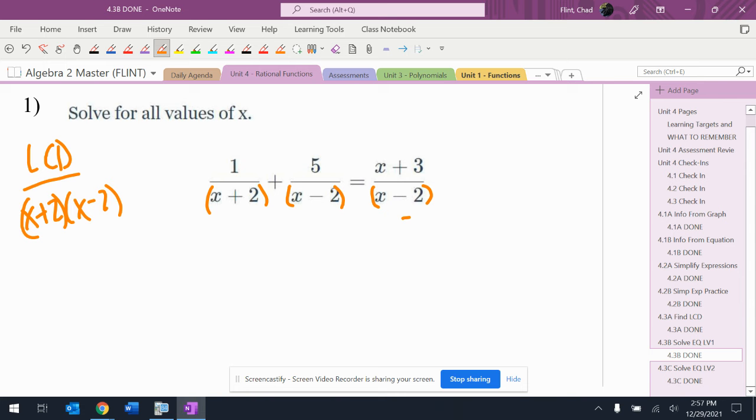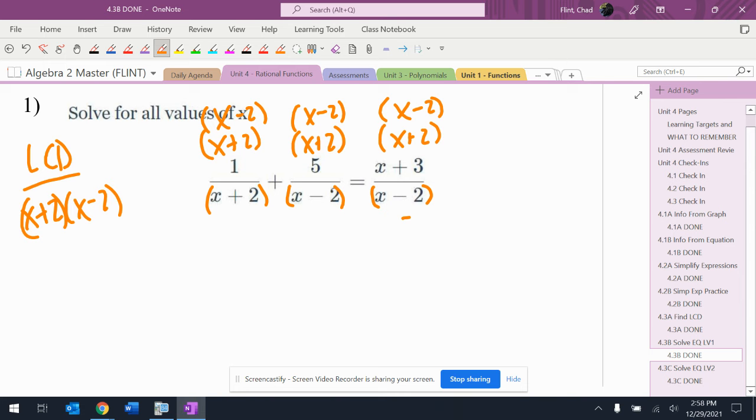All right, so now here's the new stuff. Stack the LCD on top of each fraction. And that's what I mean by stack. And I don't know really anybody that does this because it's extra writing and they have other shortcuts they use. All right, so stack it.